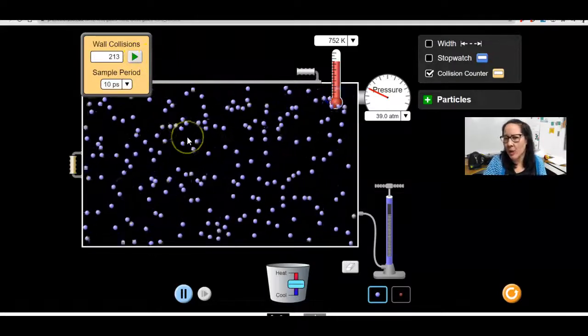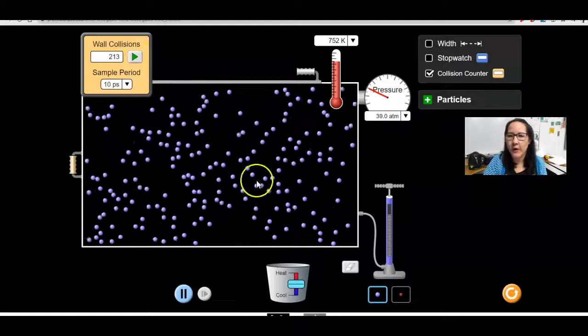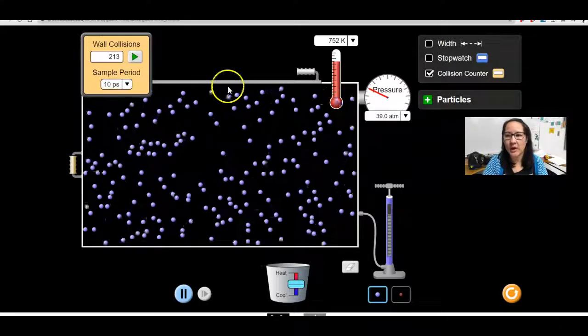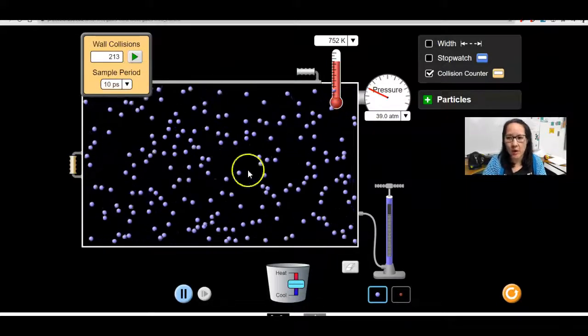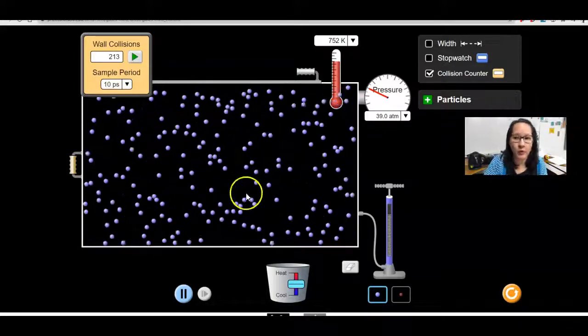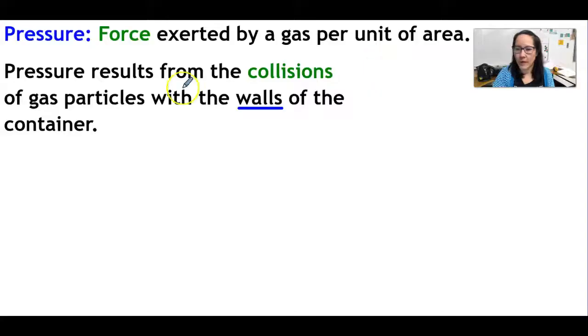So why are they hitting the wall less often? Well, they have farther to travel, and so they're going to collide with the container's walls less often because they have to travel further in order to hit the wall of the container. So the more collisions with the container walls, the higher pressure there is inside of that container.